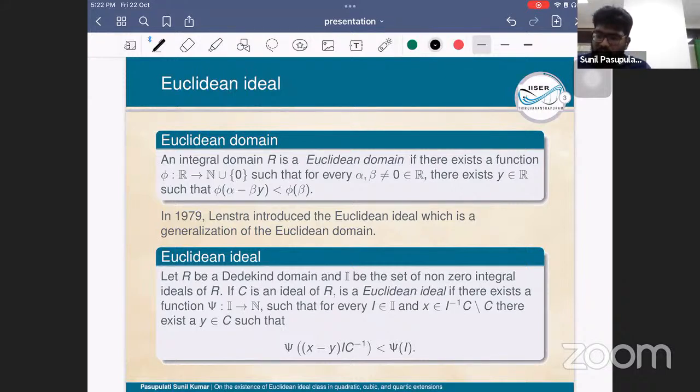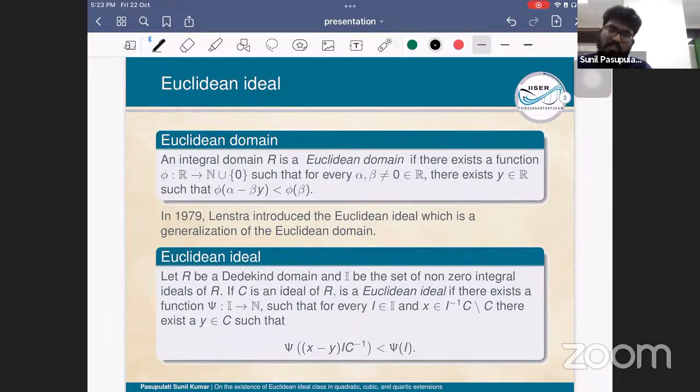Let's define the Euclidean ideal. Let R be a Dedekind domain and I be the set of all non-zero integral ideals of R. An ideal C of R is said to be a Euclidean ideal if there exists a function psi from the set of all ideals to the natural numbers such that for every I belonging to the set of ideals and X belonging to I inverse C minus C, there exists a Y belonging to C such that psi of (X minus Y) times I C inverse is less than or equal to psi of Y.